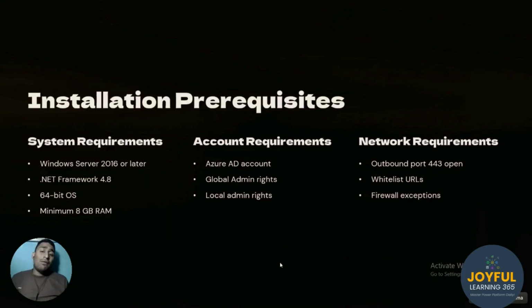For installing the on-premise data gateway, what are the prerequisites required? Mainly, the Windows system you are using should be Windows Server 2016 or later. The .NET Framework should be 4.8. The operating system should be 64-bit. And finally, it should have a minimum of 8 GB RAM.